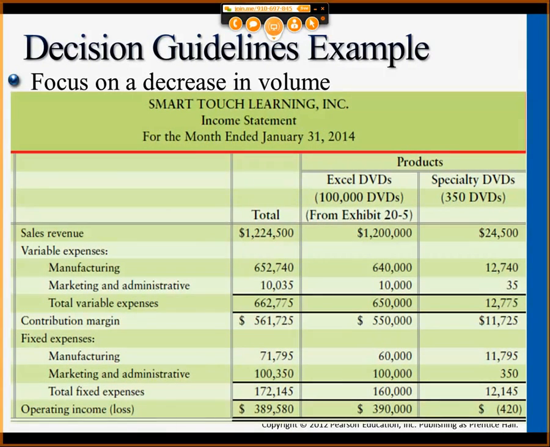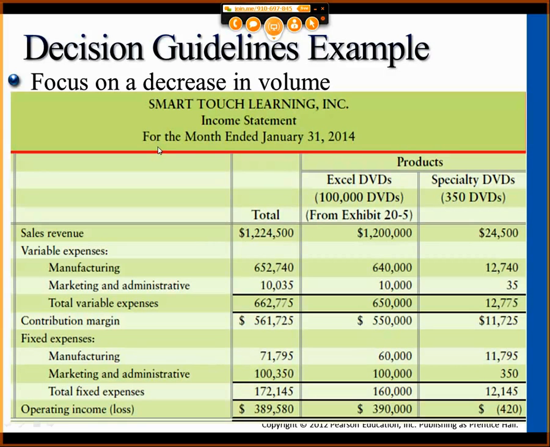All right, so we'll start with an example, and we'll try to figure out what guidelines we follow to drop or retain a product, and how to change the product mix as well. The two key guidelines I'll remind you: first, we need to focus only on relevant data, and second, we're going to use our contribution margin approach to make a decision.